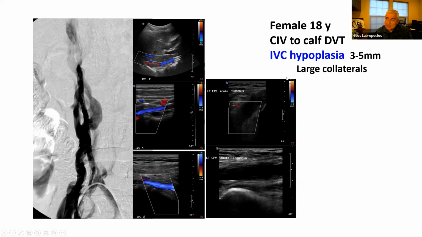Typically, these people present with a higher rate of VTE events at a young age, under the age of 30, and later develop bad post-thrombotic syndrome because, of course, they have compromised outflow and also iliofemoral DVT.